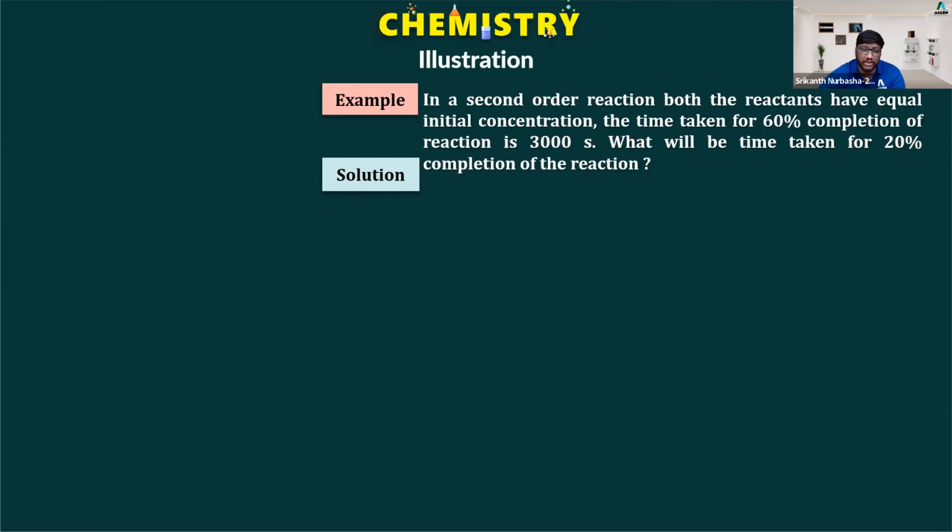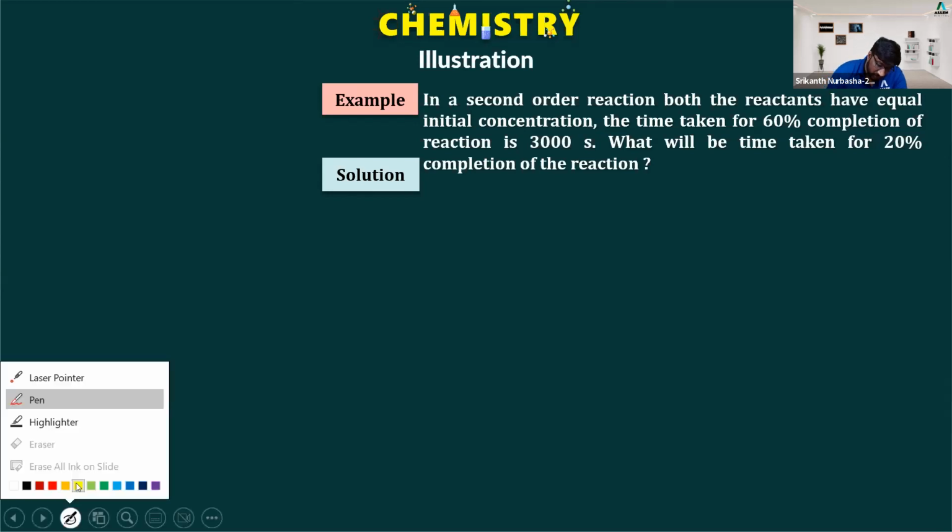Yes, students, any answers for this question? In a second order reaction, both the reactants have equal initial concentration. The time taken for 60% completion of the reaction is 3000 seconds. What will be the time taken for 20% completion of the reaction?